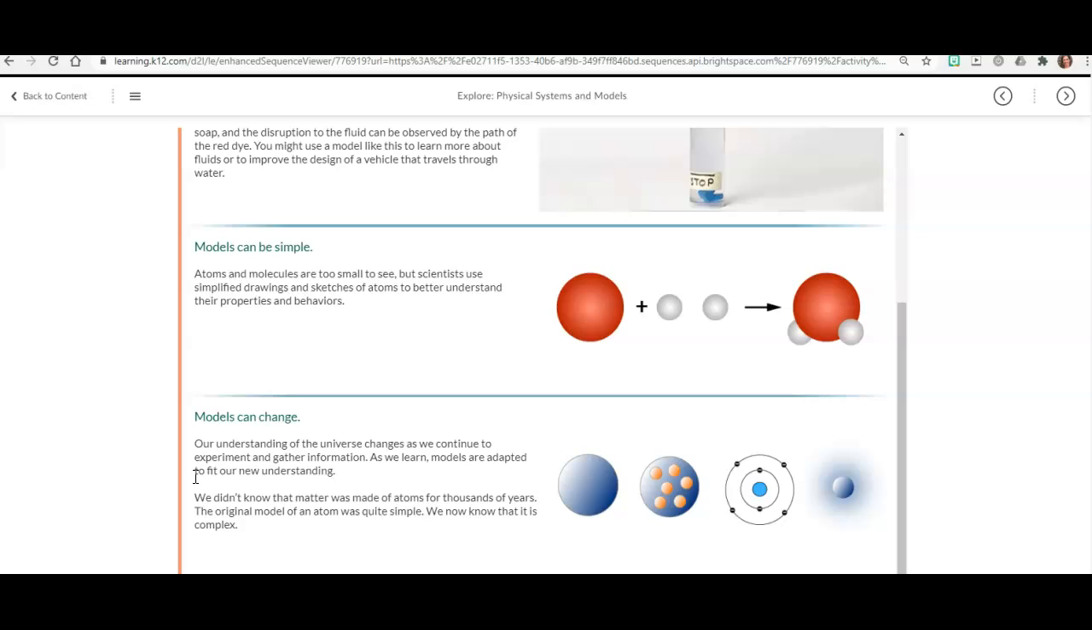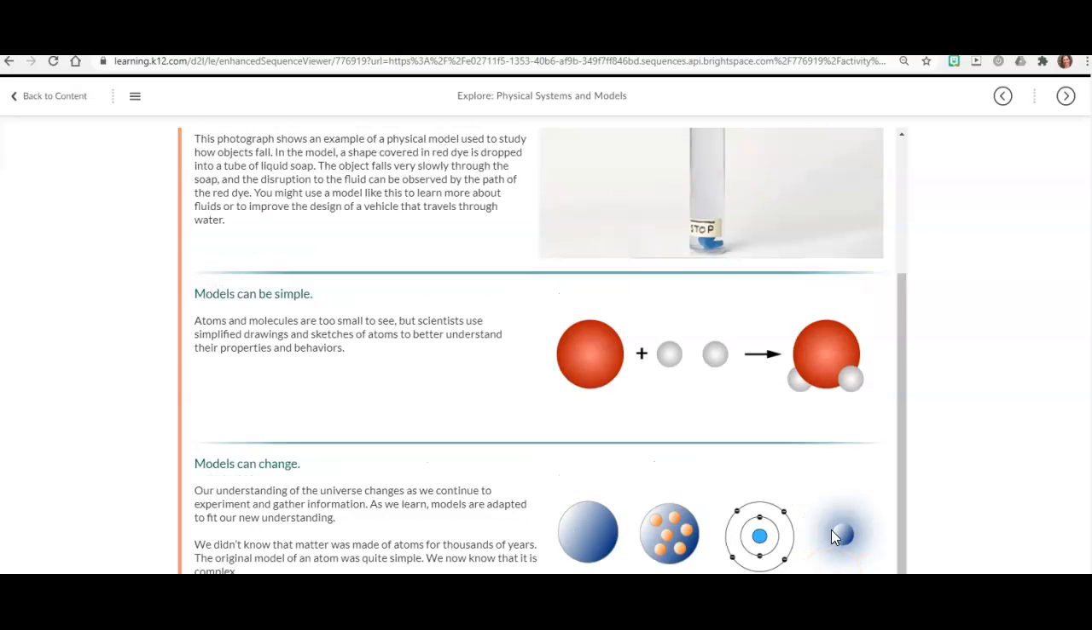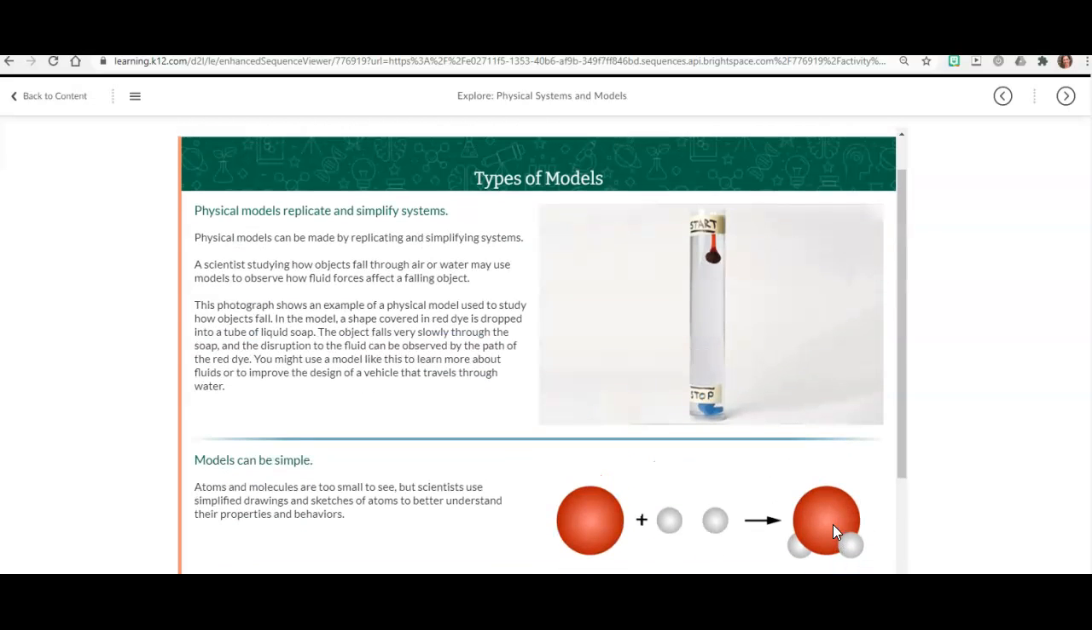We didn't know that matter was made of atoms for thousands of years. So the original model of an atom was quite simple, and now we know that it is more complex. So we started out with thinking this was our basic model, and then we learned a little bit more and went to this model, and then we learned a little bit more about electrons and outer shells. We went to this model, and then finally we've settled on this model as we learned even more. So models can change.